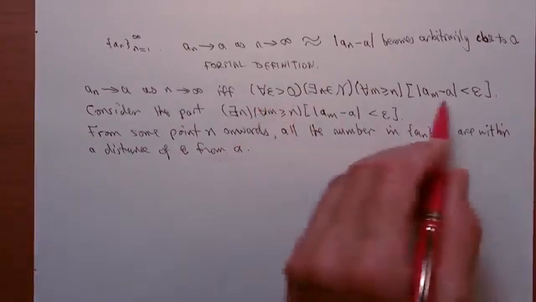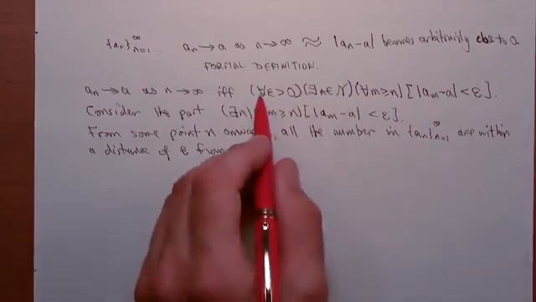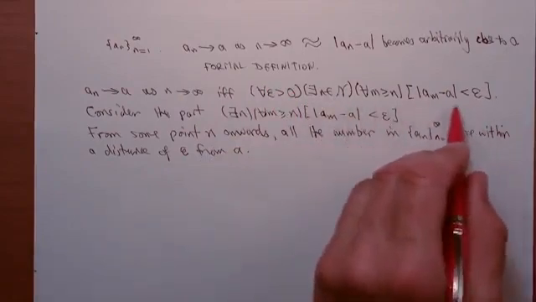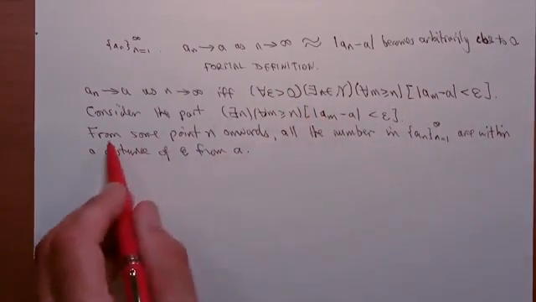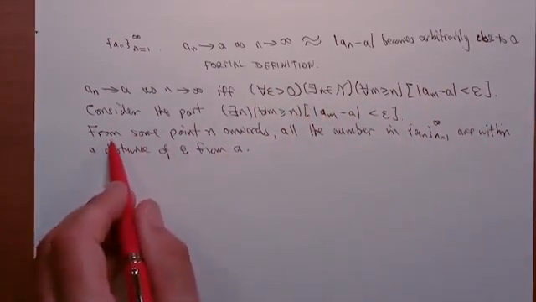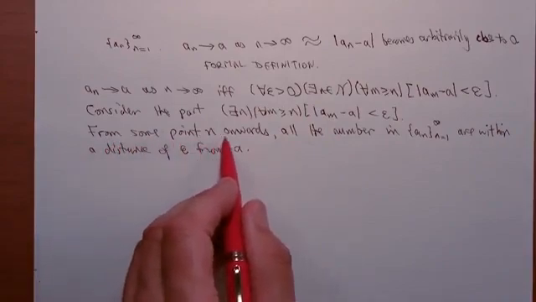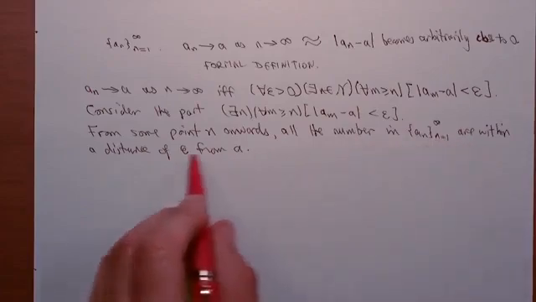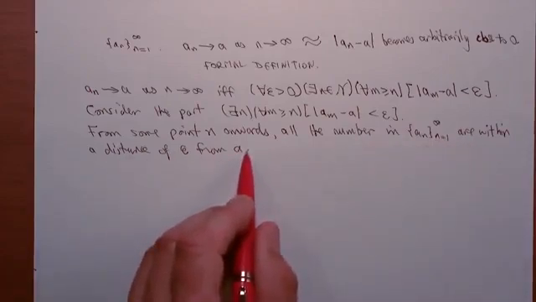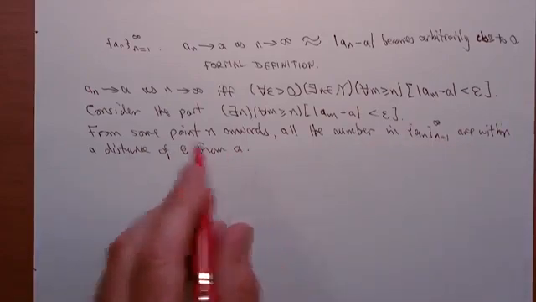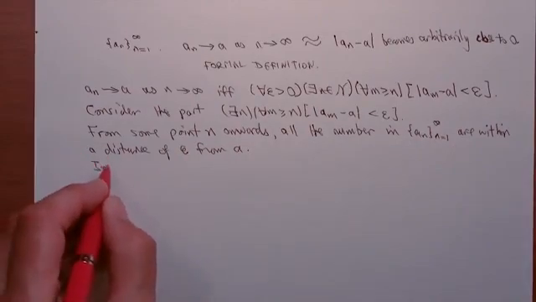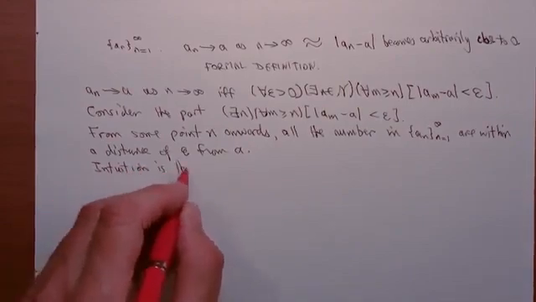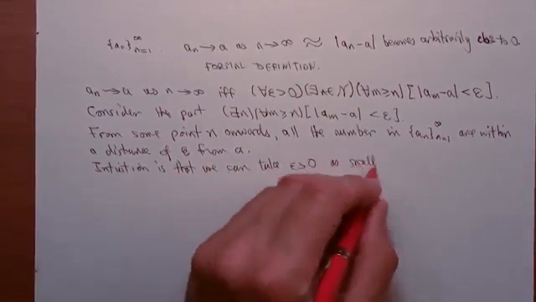Now let's see what this thing means when we have the whole expression. This says that for any epsilon greater than 0, this thing holds. So for any epsilon greater than 0, there is a point such that from that point onwards, all the numbers are within a distance epsilon from a. As I mentioned a moment ago, the intuition here is that we can take epsilon greater than 0 as small as we want.